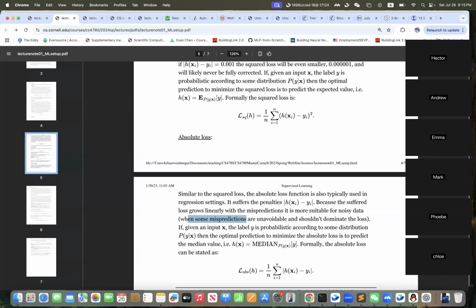And if you are predicting with 3000 dimensions, of course you will get better results than predicting only with 300 dimensions, right? So that's the case when mispredictions are unavoidable.